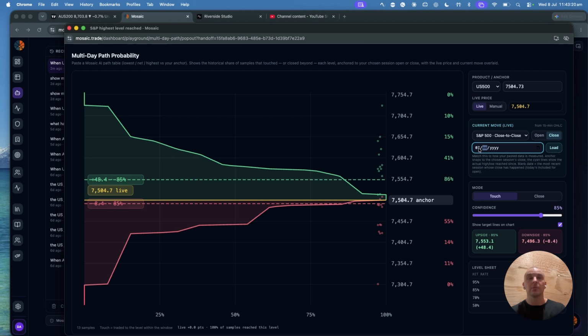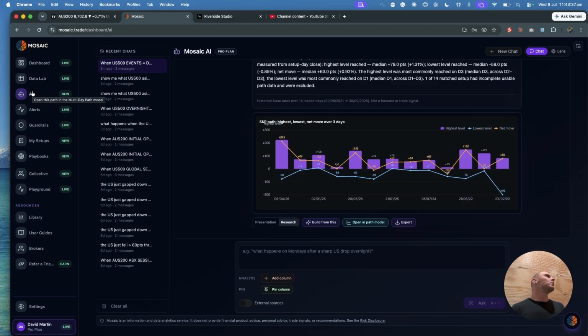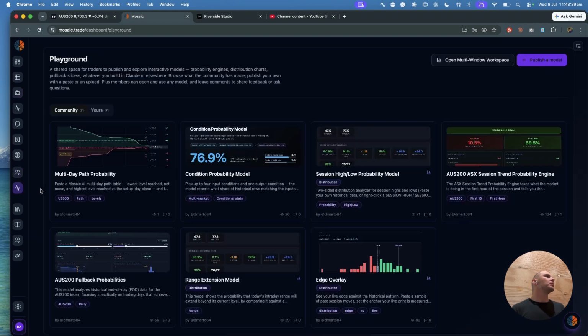Again, I'll go into this again, but you can really drill down and go, okay, against live price, what percentage has historically gone higher than our current highs and lower than our current lows. Okay, so that's really, really cool. What else have we got?